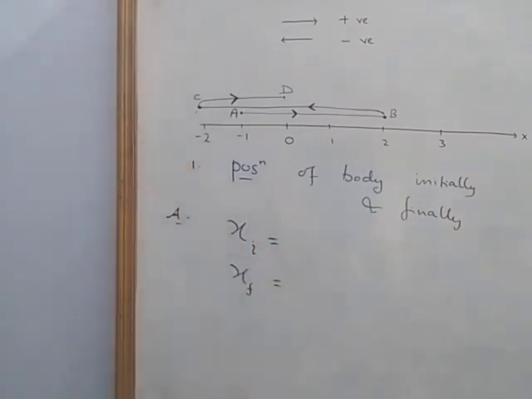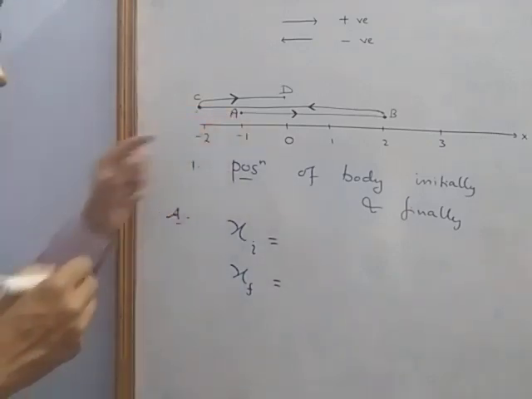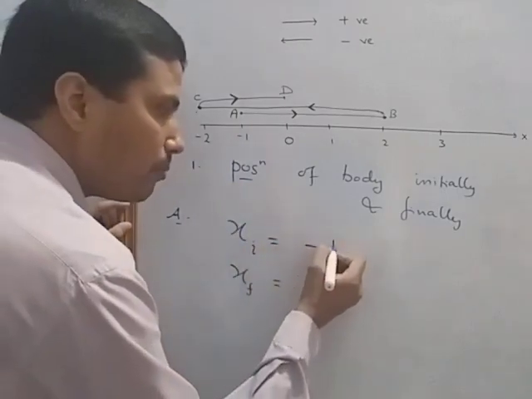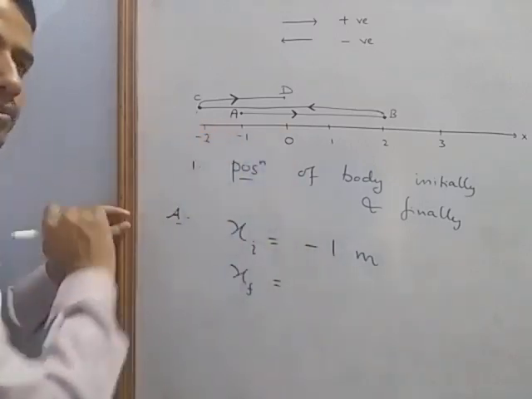Now tell me, students, from the figure what is the initial position? Initially it was at A and the position A refers to -1. So the initial position was -1 meters. That means it is 1 meter to the left of the origin.